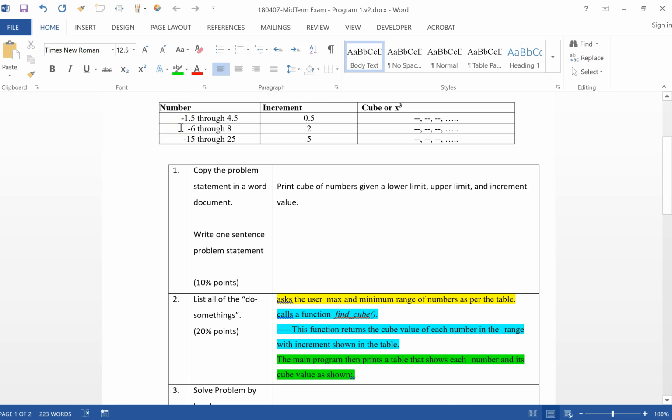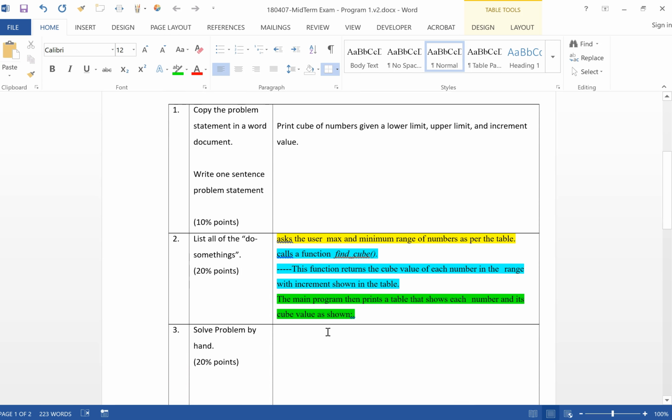So we have one range which goes from minus 1.5 through 4.5 with increment 0.5. And then we can pick another one if we have to. So in this case, we can go with minus 6 through 8 with an increment of 2. So let's concentrate on the first one: minus 1.5 through 4.5 with an increment of 0.5.